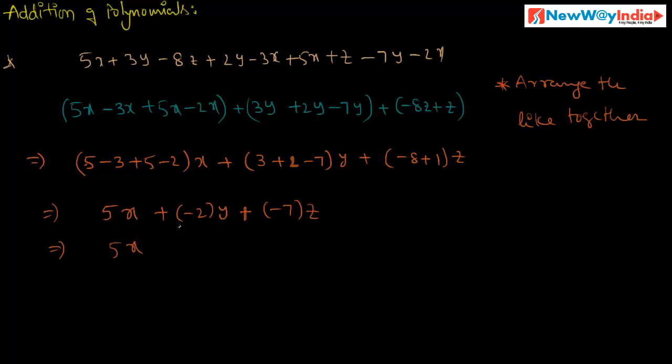Then you have to remove the brackets. Plus into minus, minus 2y. Plus into minus, minus 7z. This is the simplified form of the given expression. In this way we can simplify the given expression.